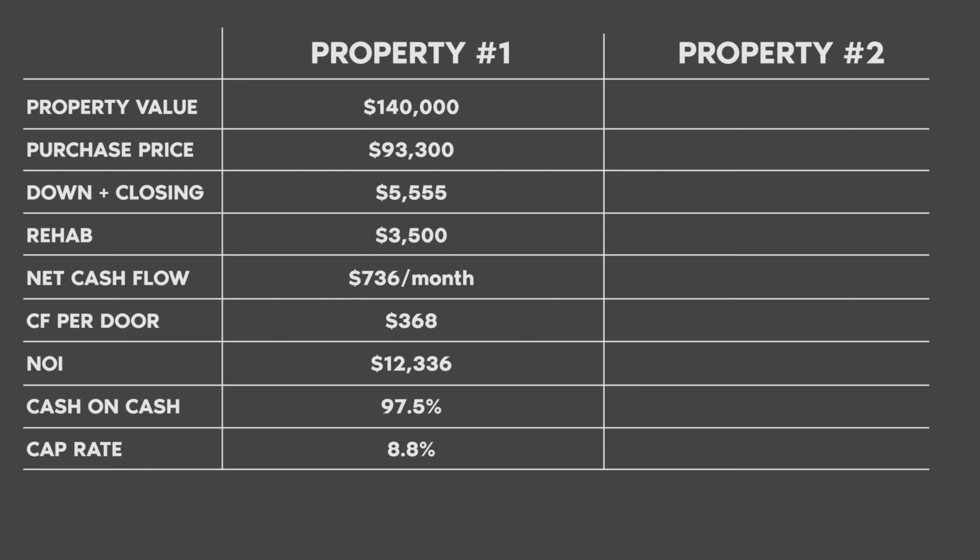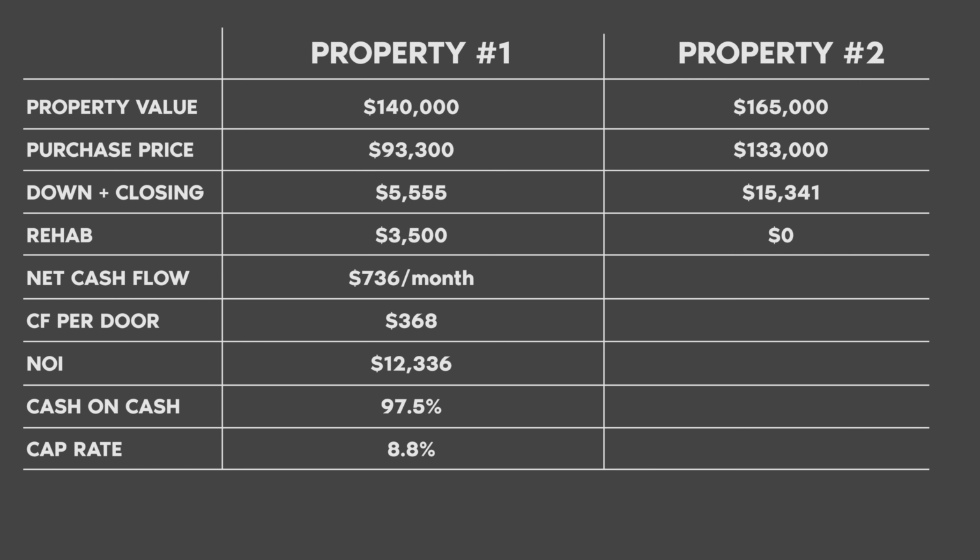Moving on to property number 2, the property value currently sits at $165,000. The purchase price on this guy was $133,000. The down payment and closing costs came out to $15,341. This property was really great. Everything was in perfect condition and there were 0 rehab costs. The day that we bought it, we could get new tenants in there and it's been smooth sailing ever since.